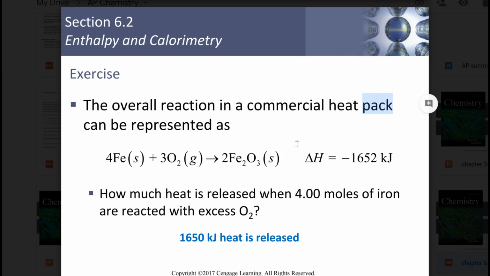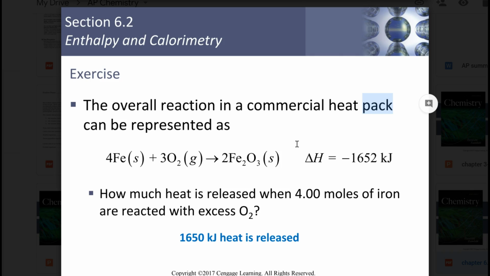Okay, so let's look at this one. The overall reaction in a commercial heat pack is iron plus oxygen gives you iron oxide. This reaction releases negative 1,652 kilojoules of energy. If I have 4 moles of iron and a whole bunch of oxygen, so excess oxygen, doesn't matter, how much heat is going to be released? That much. Why 1650 and not 1652?